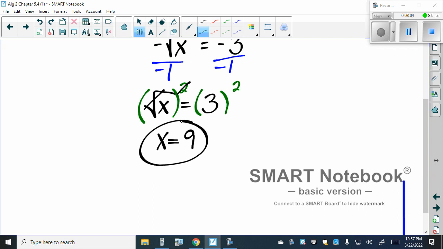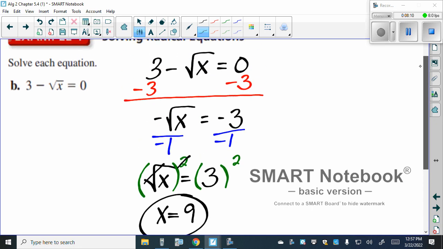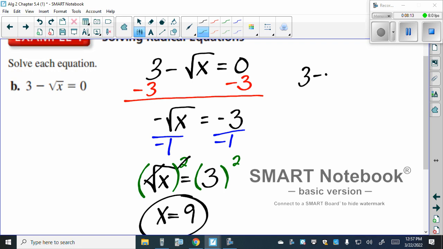That's it. If we wanted to go back and check, we can. And if we were checking these, it would just be saying that 3 minus the square root of 9 is equal to 0. And again, if it says to check it on the test, those are some of the easiest points. It'd be nice to have that on the test.